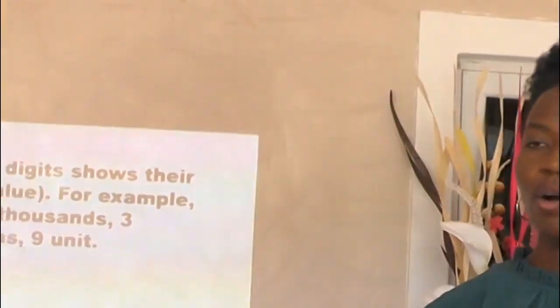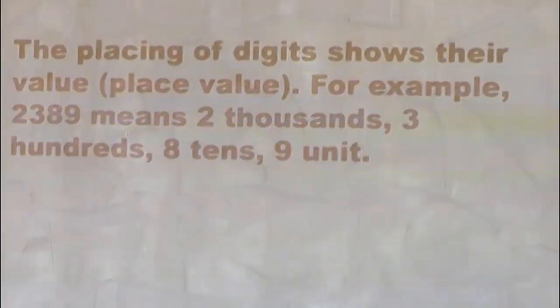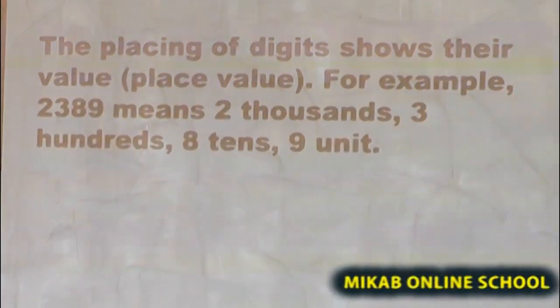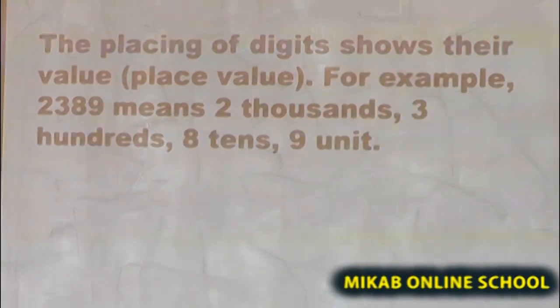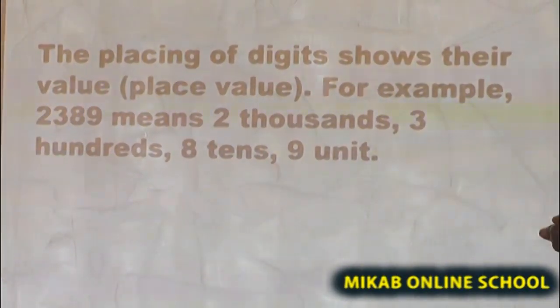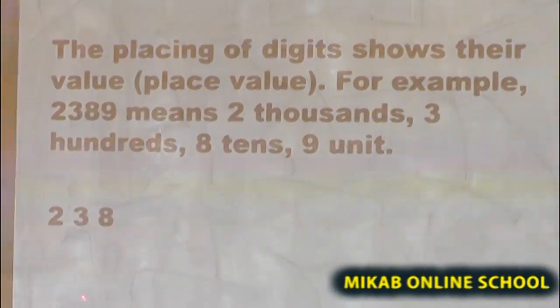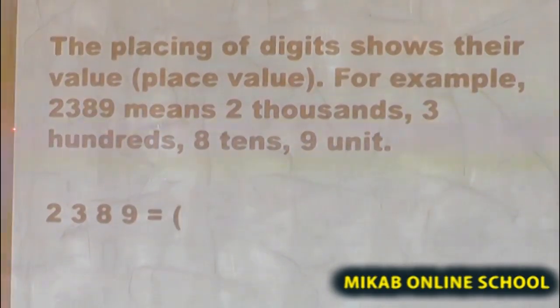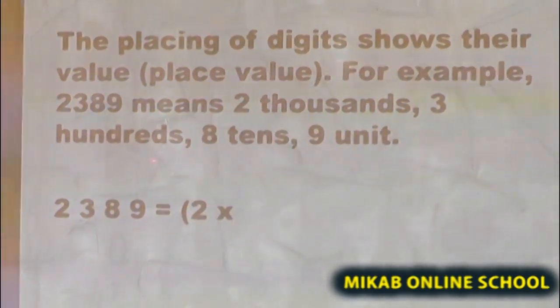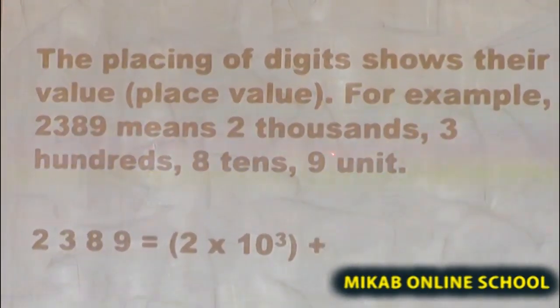Now, we will start with a recapitulation of what you did earlier. We are all conversant with the base 10 number, such that when we have 2, 3, 8, 9, this is a base 10 number. We conclude that the first digit is for 2,000, then 3 is for 300s, 8 is for 10s, then 9, the unit.